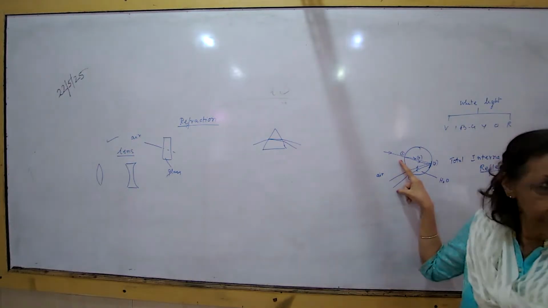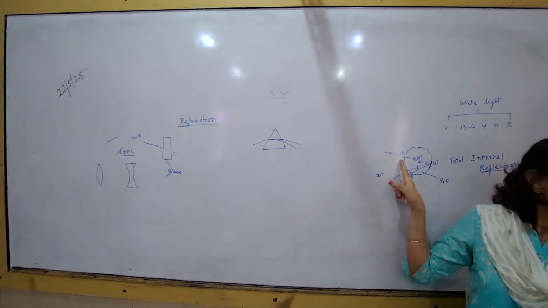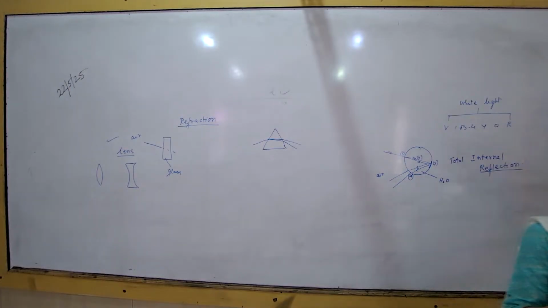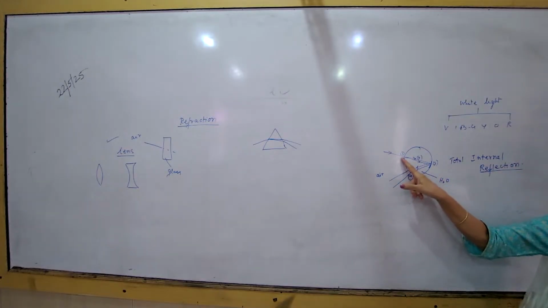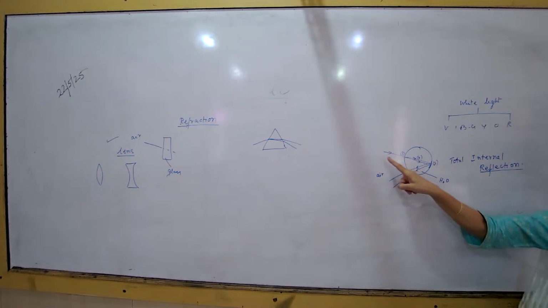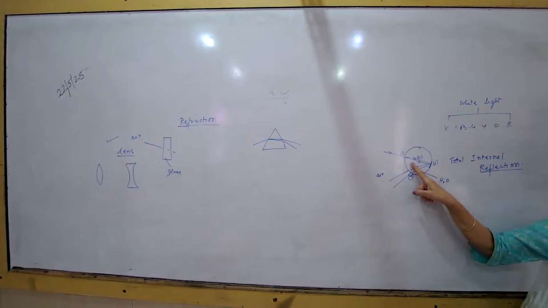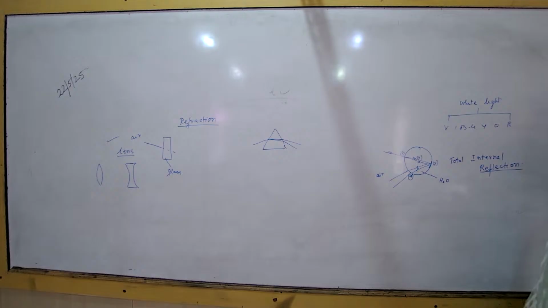What's happening at point number 1? Light is entering. Sunrays are entering. So what is happening here at point 1? Refraction. Why is it refracting? Because it's entering from air to water. That means from a rarer medium to a denser medium. Then, as soon as it enters into the denser medium, what else is happening? It's breaking up into 7 different colors.